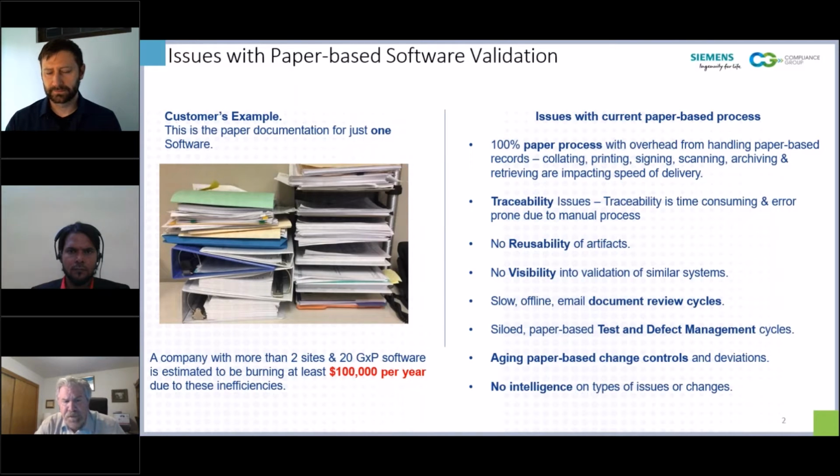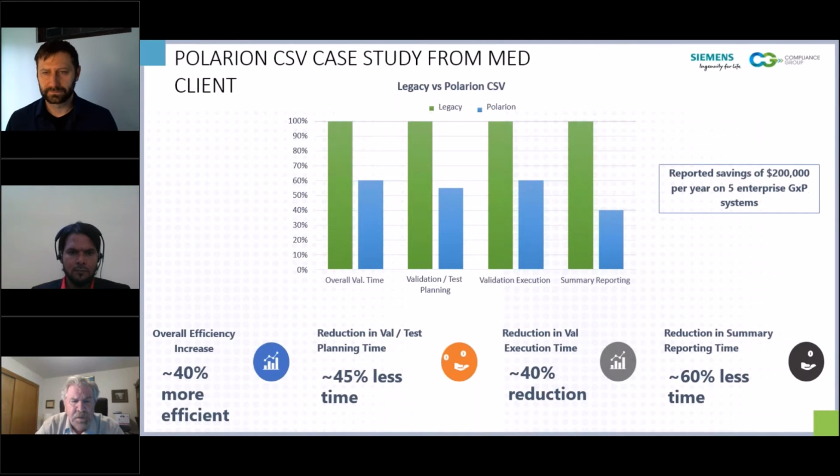One of the companies we work with had 2 sites around the country, and they measured 20 GXP software systems that they were doing, and they believed that they were burning more than $100,000 a year due to these inefficiencies, and they're looking at CSA to help them improve this, and Polarion as a paperless ALM tool for them. And another case study, we cannot show the name, but this is one of our clients. They went out and did some measurements on their own as we implemented, taking them from a legacy system to a Polarion CSV paperless strategy.